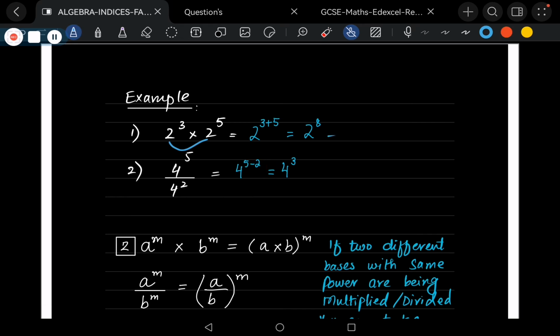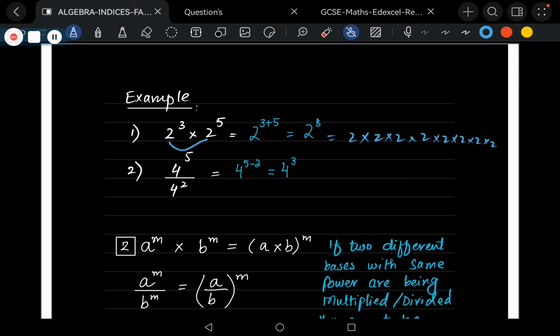If you want to simplify more, now you have to find the answer of 2 power 8. 2 power 8 means 2 will be multiplied by 2 eight times: 2 times 2 times 2 times 2 times 2, 1, 2, 3, 4, 5, 6, 7 and 8. Multiply 2 with 2 eight times and find out the answer.